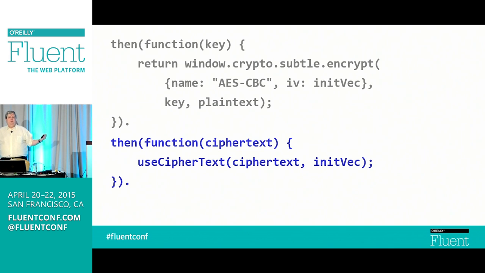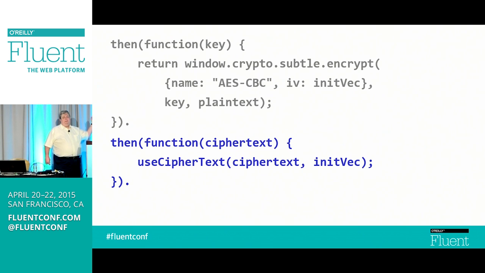And at this point, I can do whatever I want with the ciphertext. I can upload it to a site. I can let the user download it. I can use it for encrypting and decrypting, whatever's appropriate. We did two asynchronous operations, and we did them in series very, very easily, thanks to promises. Now, I'm done. This is what I set out to do.